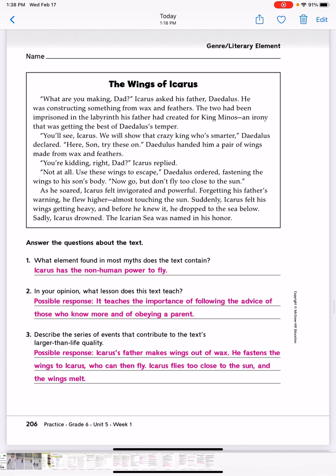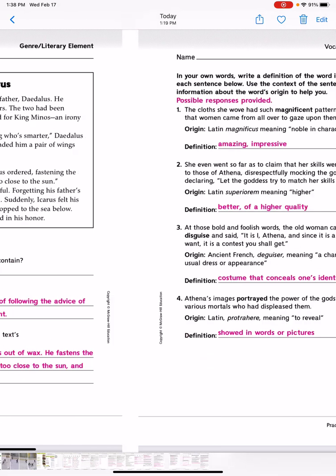And finally, describe the series of events that contribute to the text's larger-than-life quality. Well, larger-than-life means beyond life, or bigger than things that can really happen. So, first of all, the father making wings out of wax. Unlikely, but yeah, technically you could, but they probably wouldn't work. But what makes this larger-than-life is when he puts them on Icarus, he can fly with them. And then he flies too close to the sun, the wings melt, and he falls to his death.